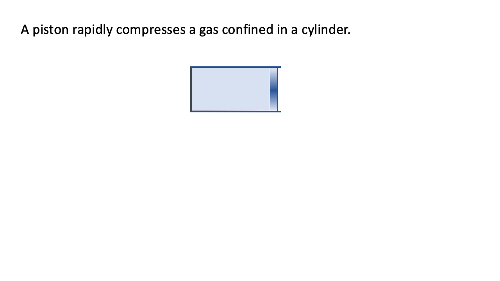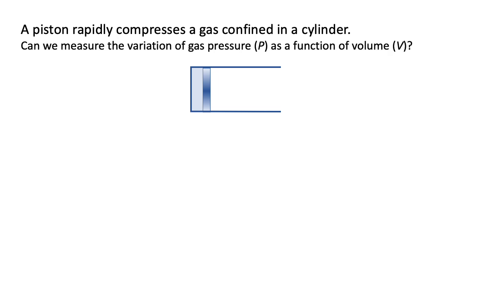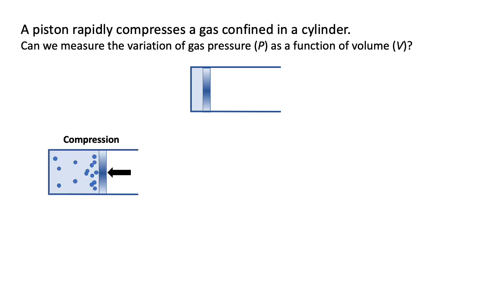Over here we have a piston which rapidly compresses the gas confined in the cylinder. And the question is, can we measure the variation of gas pressure as a function of volume? Now, at first glance, it might seem fairly obvious. Yes, we can by putting a pressure gauge. But think about this a little more closely.